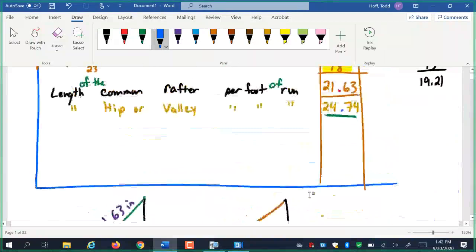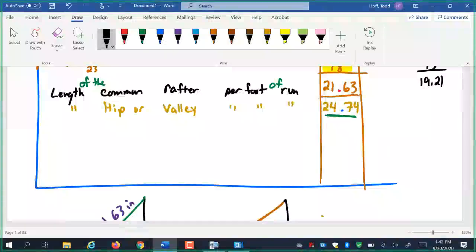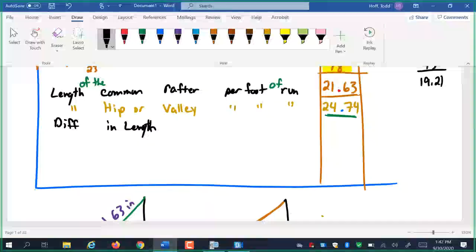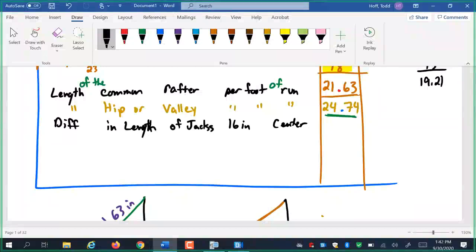Our next line's up there. It says difference in length of jacks for 16-inch centers. Well, have you guys covered what jacks are yet? No?